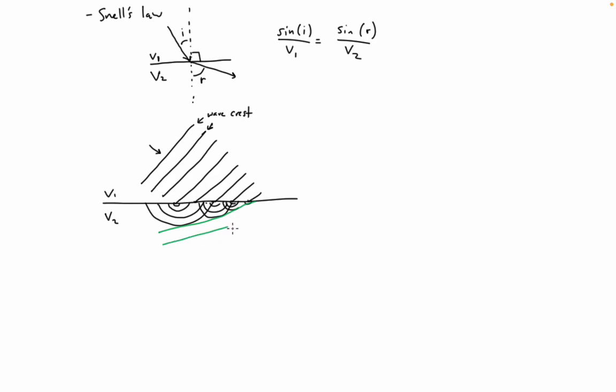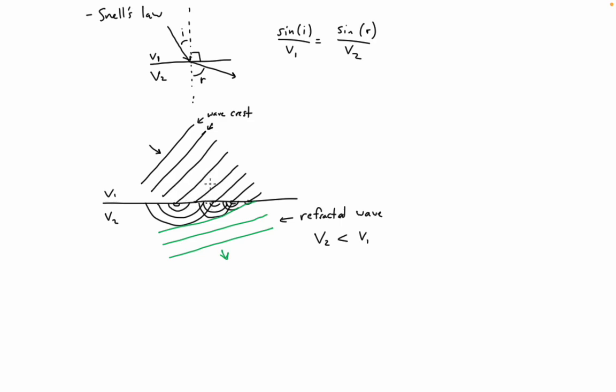So that wavefront is at a different angle, right? And it will continue on. So we could call this the refracted wave. And this would be for the example where the second velocity v2 is less than the velocity that the waves are traveling in the first place.